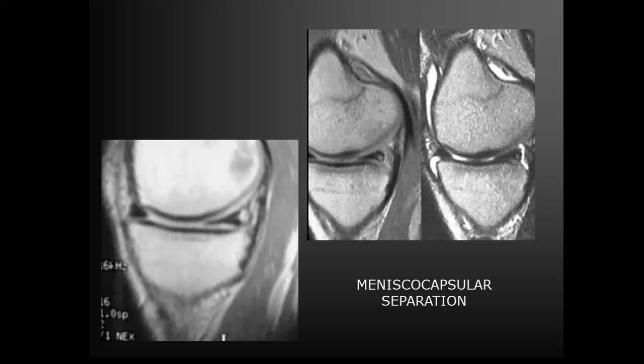Meniscocapsular separation: you will find fluid at the junction between the meniscus and the surrounding capsule. Many examples here and there.